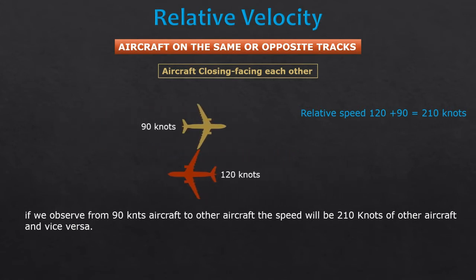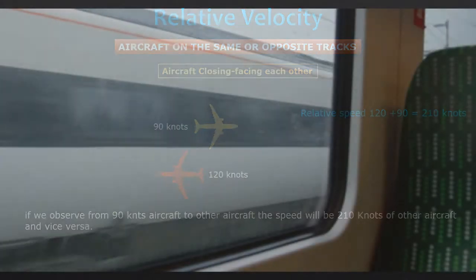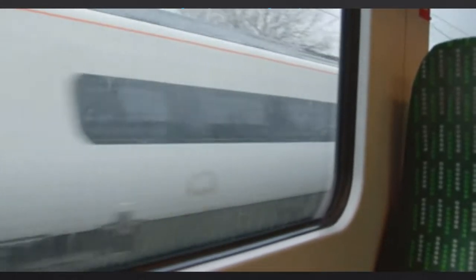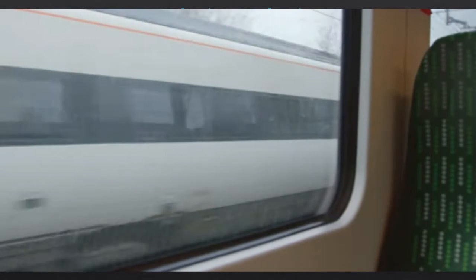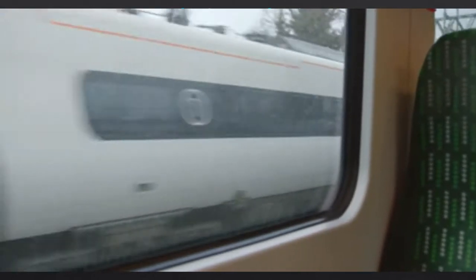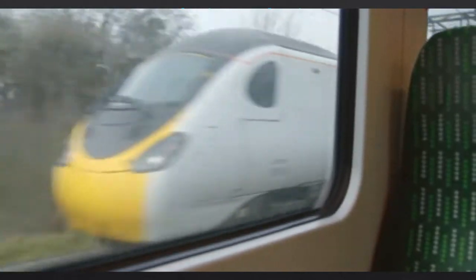In general, if you travel by train and two trains are crossing each other, you feel that the other train is crossing with very high speed. It is only because of the relative speed.